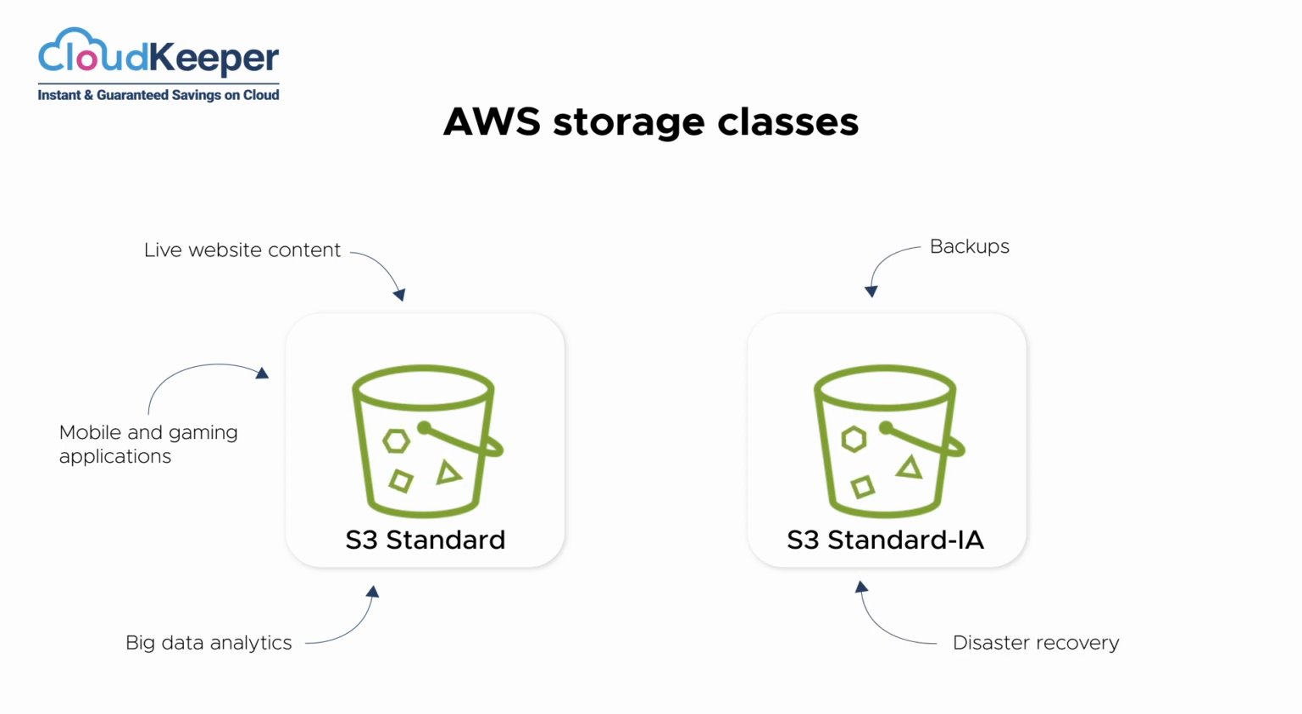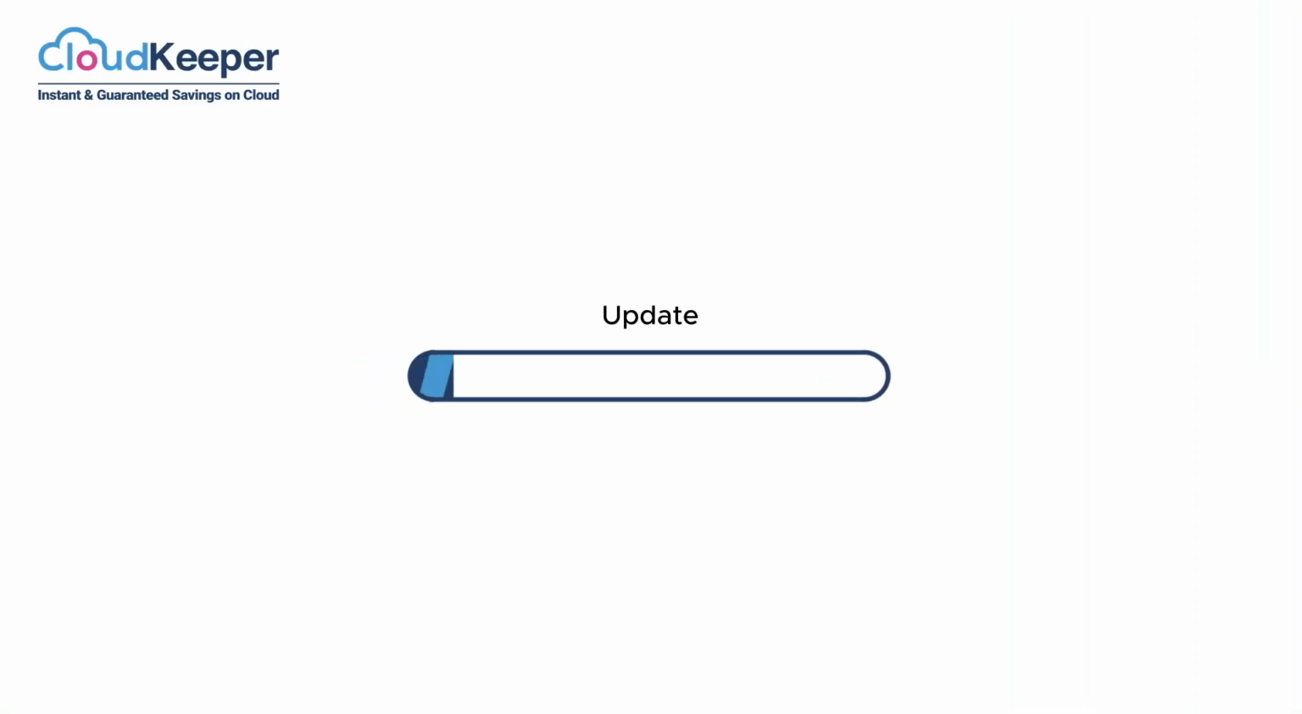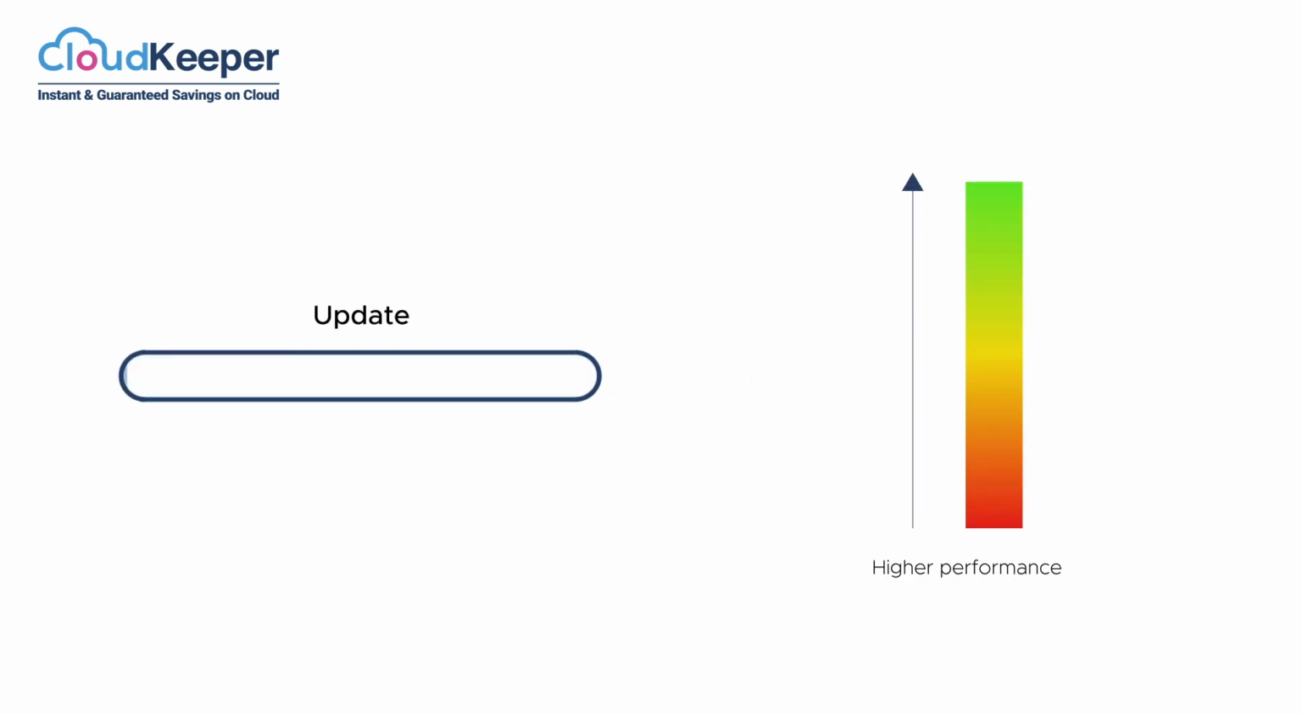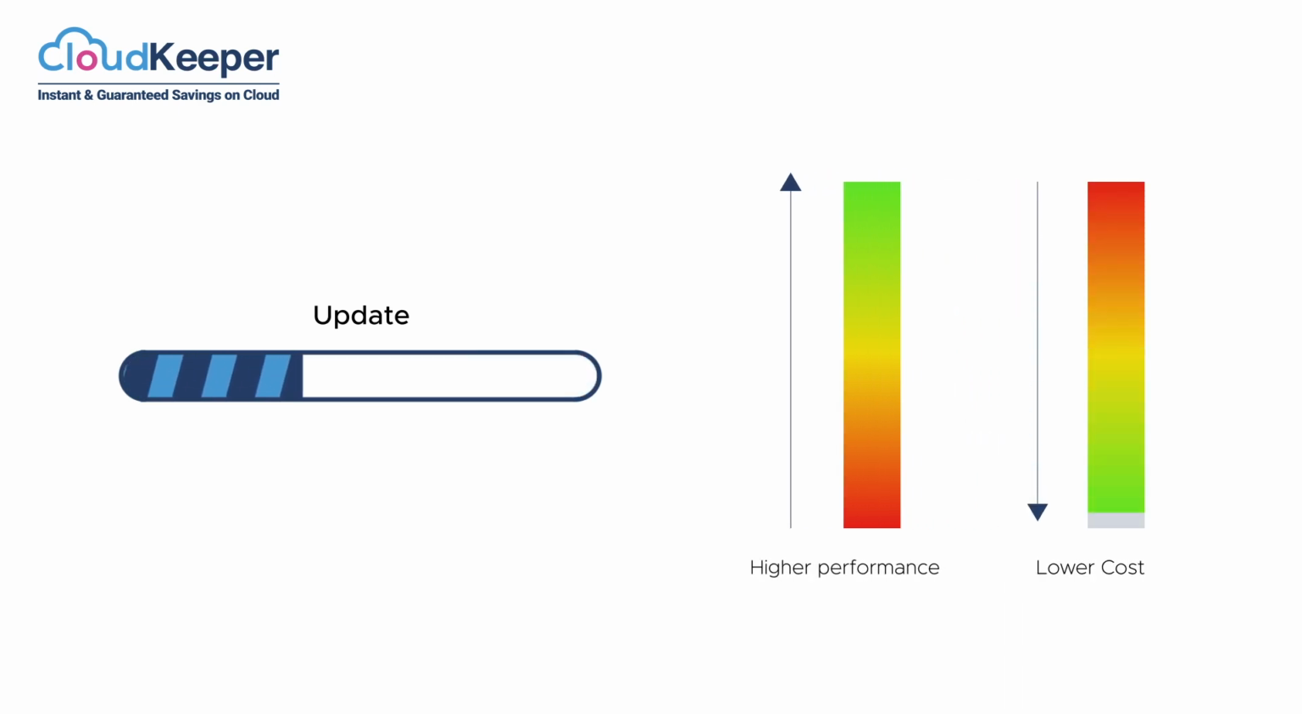AWS consistently introduces new instance types boasting improved performance and cost effectiveness. The latest generations often deliver enhanced compute power, advanced features, and increased efficiency. Therefore, upgrading to the newest instance types can result in heightened performance while potentially lowering costs per unit of computation.